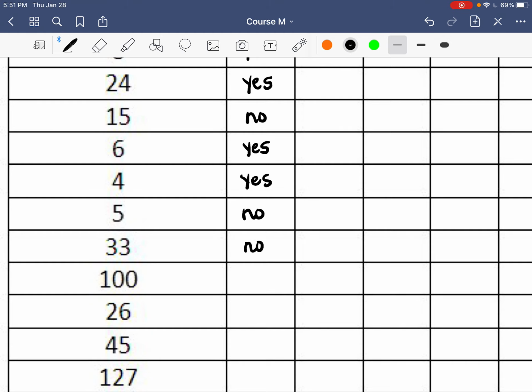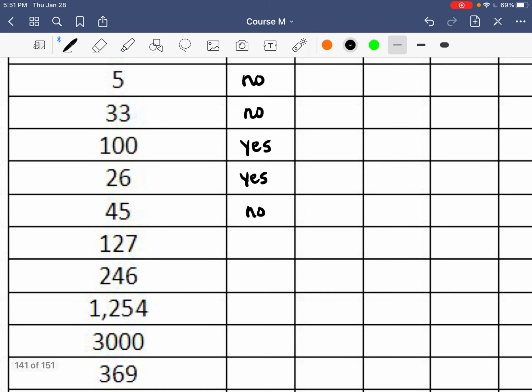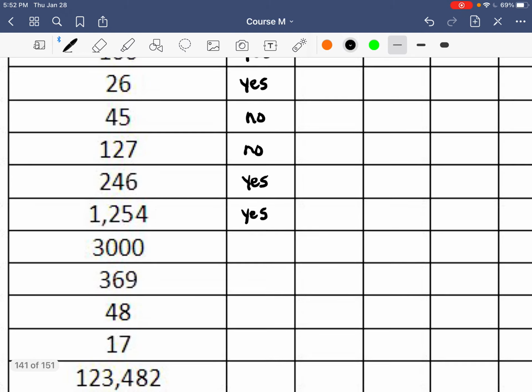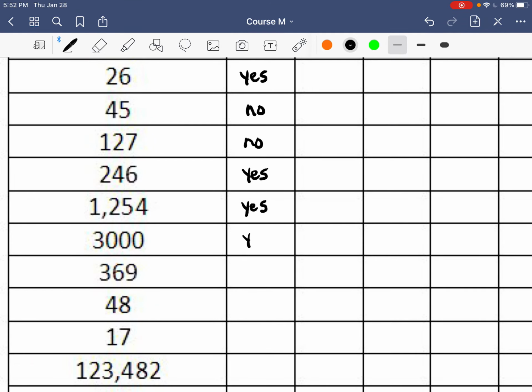100, the 0 on the end is even, so this is a yes. 26, the 6 is even, so this is a yes. 45, the 5 is odd, this is a no. 127, the 7 is odd, so this is a no. 246, the 6 is even, so this is a yes. 1254, the 4 is even, so this is a yes. 3000, the 0 on the end is even, so this is a yes. 369, the 9 is odd, so this one is no.